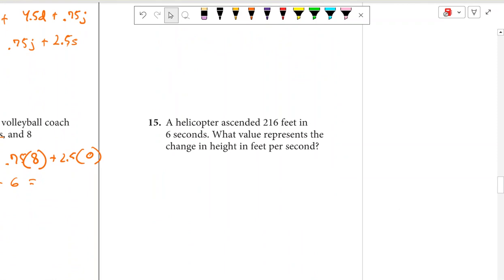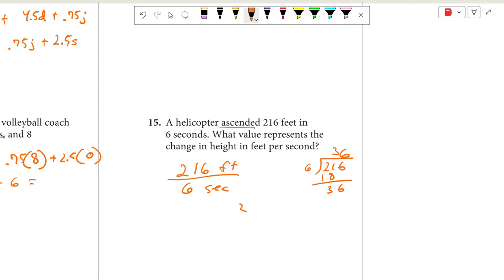Number 15, a helicopter ascended 216 feet. Ascended means to go up in 6 seconds. What value represents the change in height in feet per second? So we're going to use 216 feet in 6 seconds. We'll use division here. And so 216 divided by 6. I misspoke. That is 36 feet per second.